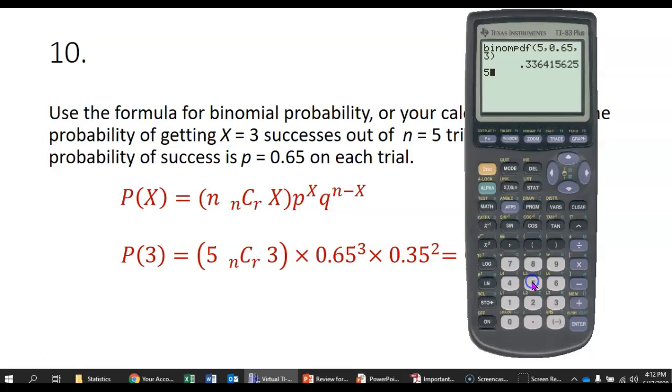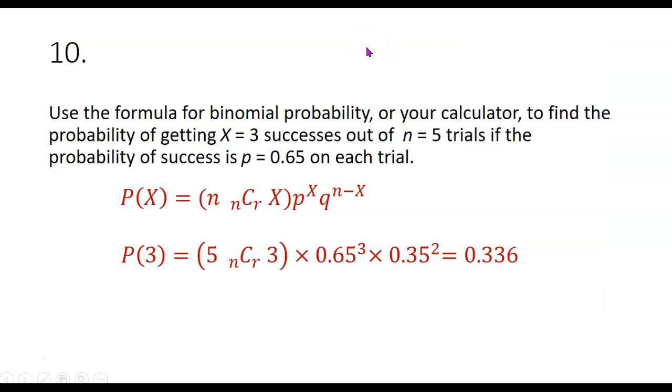So on the calculator, that's 5 nCr 3 times 0.65 to the 3 power times 0.35 to the 2 power. And it does come out to be 0.336. If you have some other kind of calculator or app that you want to use instead, that's fine.